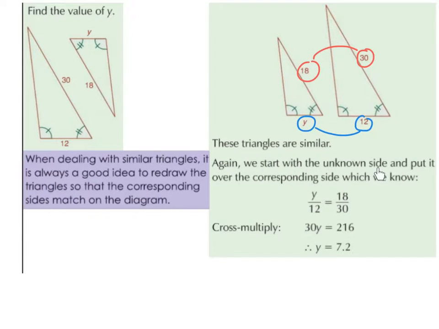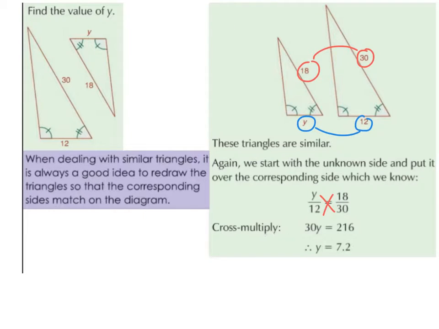Again, we start with the unknown side being y, and put it over the corresponding side which we do know. So y goes over 12, so y is the numerator, 12 is the denominator, so y over 12. Then we take 18 and we're going to put it over 30, so 18 is the numerator, 30 is the denominator. So y over 12 is equal to 18 over 30. Then all we have to do is cross multiply and solve.